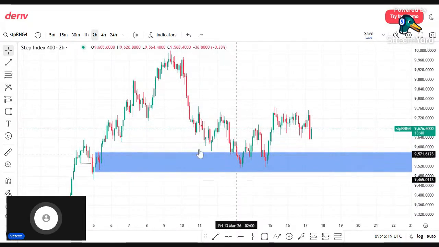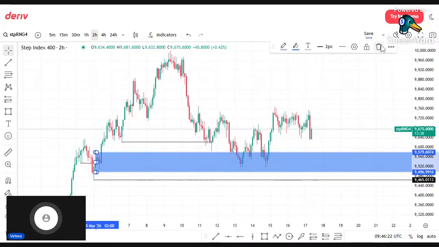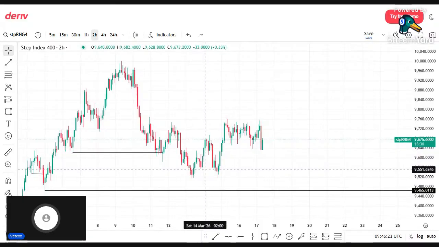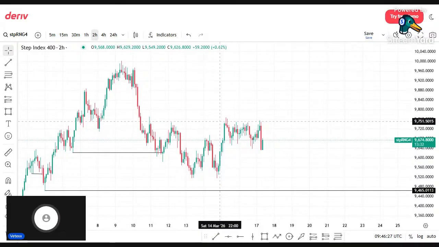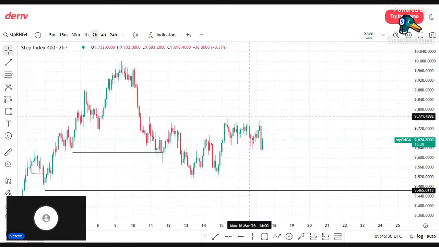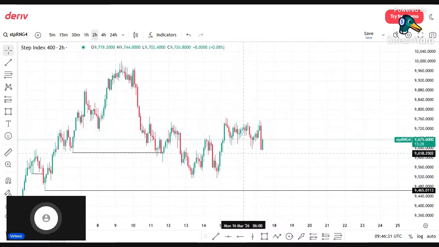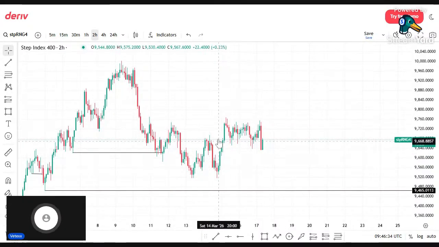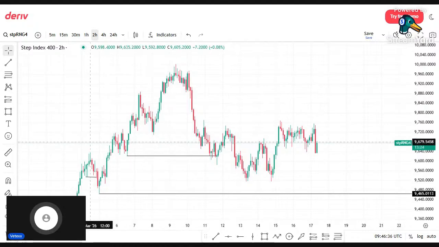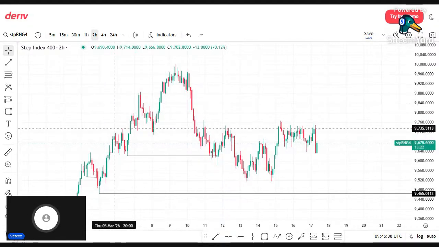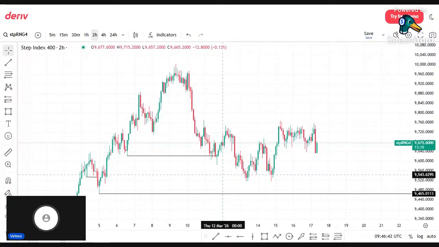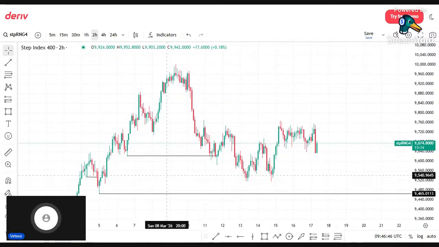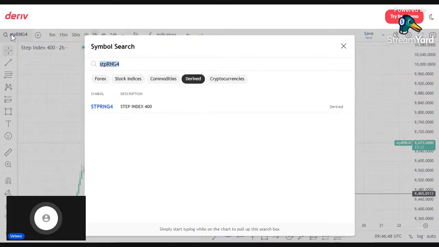But the continuation setup played out, and I was anticipating a continuation, but that didn't happen until the target was taken out. So that was a missed trade on step 400 because the structural liquidity of the higher time frame was not up to 50%. And once it's not up to 50%, it is a low probability setup. So I ignored it. The next pair I'll be checking out is step 500.